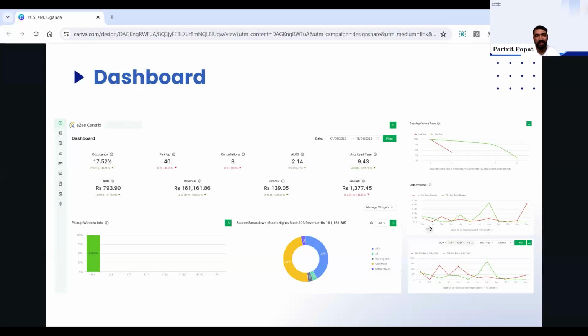Lead time factors were considered. Occupancy definitely was considered. And because the people are booking 10 days prior, we need not go for a last-minute rule. That resulted in good growth in revenue and good growth in occupancy and ADR. EasyMint helps you achieve all these things when you do the pricing right.